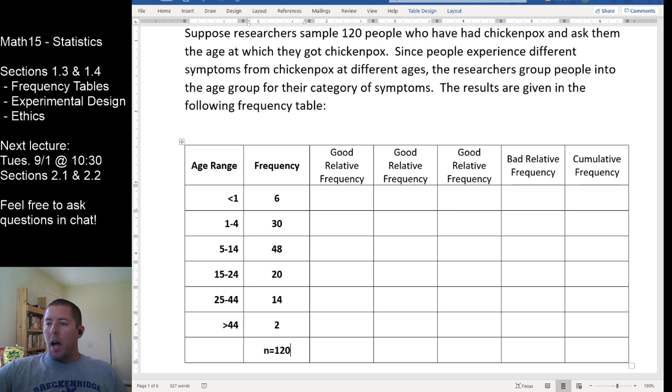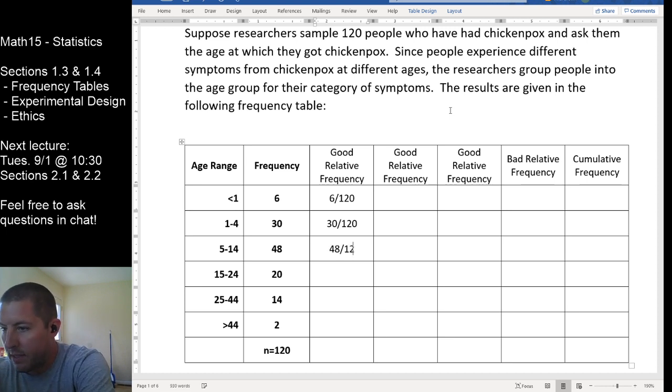What we can do is we want to then make statements about the relative frequency. When we say relative, we mean what is the frequency relative to the total number of people sampled. There's lots of different ways that are good ways to do this. There's one way that I want to suggest to you is probably a pretty bad way to do this. So let's go ahead and fill out these columns here. By far the easiest way to state your relative frequencies is to state them as simple fractions here. 6 out of 120 people sampled got the chickenpox below age 1. 30 out of 120 people sampled got the chickenpox between ages 1 and 4, etc., etc. So we can fill out the rest of this here.